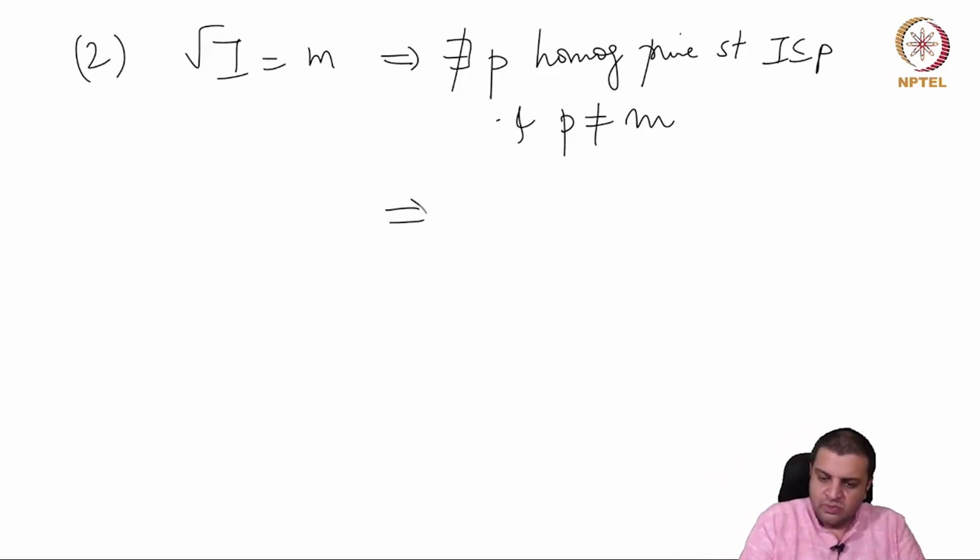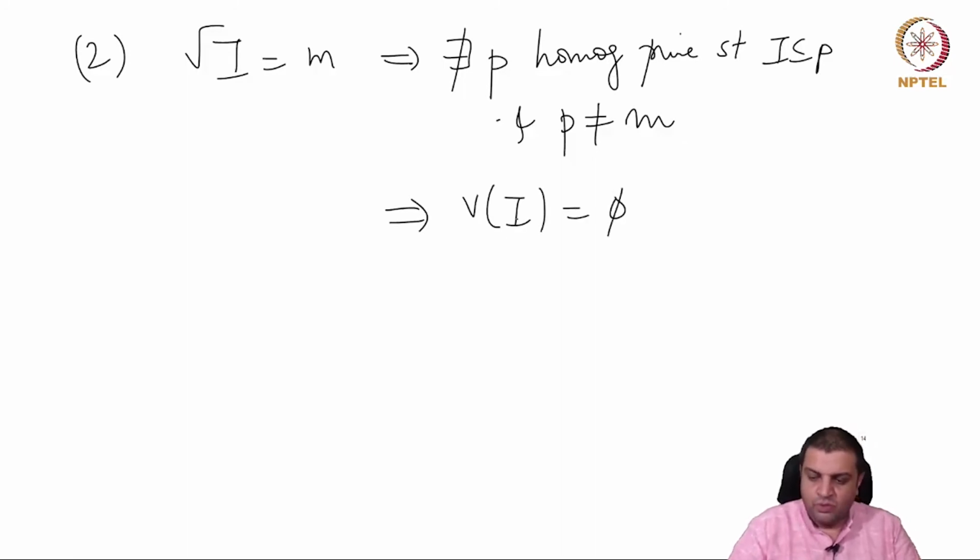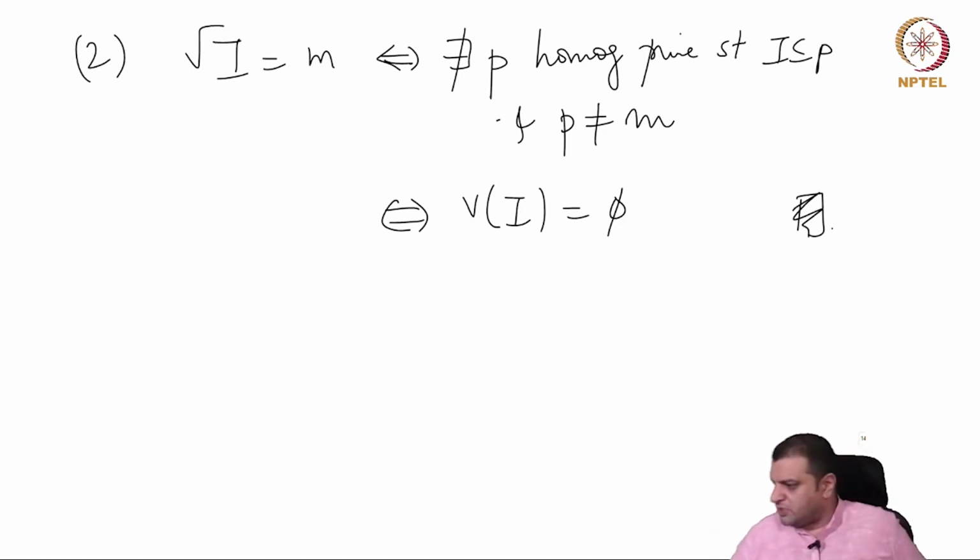And this one implies that V(I) is empty, because any such P is what would make up V(I). And if V(I) is empty, then this is true. And if there isn't any prime ideal containing I with P not equal to this, but remember I is homogeneous, so the minimal primes over I are themselves homogeneous, so that proves the other direction also. Okay, so this is the proposition.